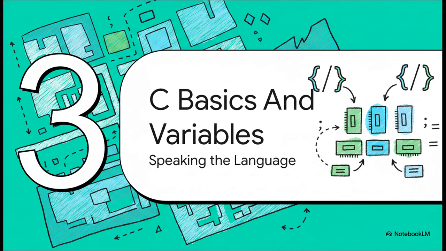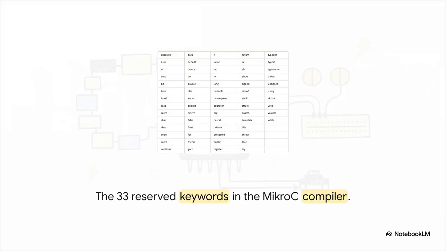Let's learn how to speak the microcontroller's language. With our visual map all drawn out, let's zoom in further to actual programming with C, starting with the core vocabulary. Listen, compilers have strict rules. The micro-C compiler, for instance, recognizes exactly 33 reserved keywords. We're talking words like int, void, return, and while. Because the compiler uses these words for its own structural logic, you absolutely cannot use them as your own custom names for variables or functions.